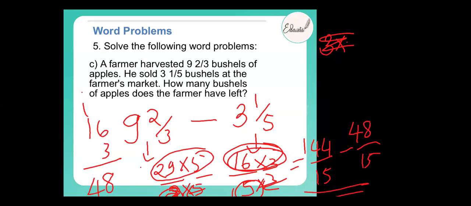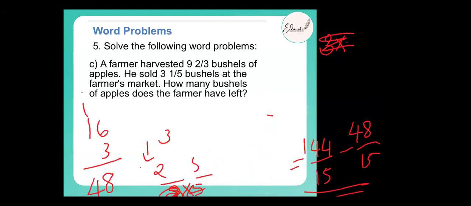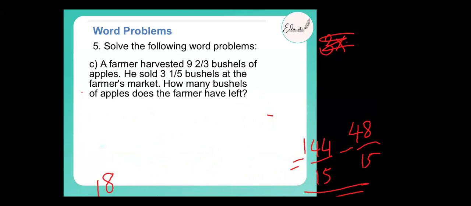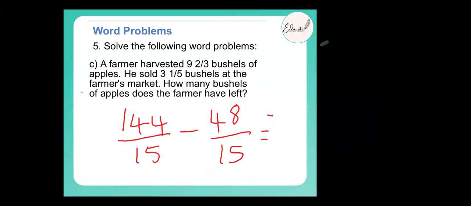Now you're going to find out the answer, Anis. 144 divided by 15 minus 48 divided by 15. How would you write this down? It's not division, it's subtraction, right? So 144 over 15 minus 48 over 15. What are you going to do? Going to subtract it, right? Yes, 144 minus 48.